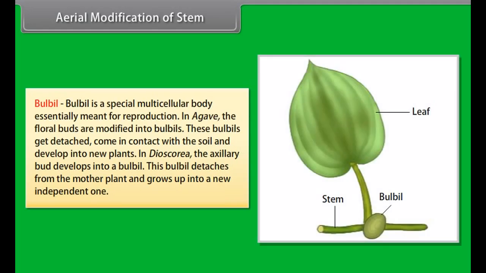Bulbil. Bulbil is a special multicellular body essentially meant for reproduction. In Agave, the floral buds are modified into bulbils. These bulbils get detached, come in contact with the soil, and develop into new plants. In Dioscorea, the axillary bud develops into a bulbil. This bulbil detaches from the mother plant and grows up into a new independent one.